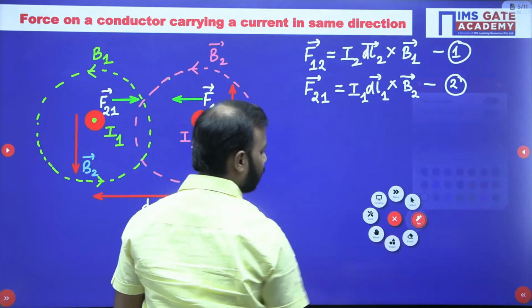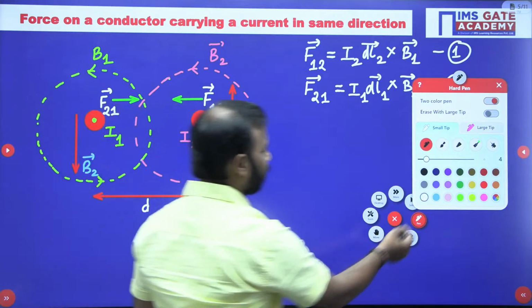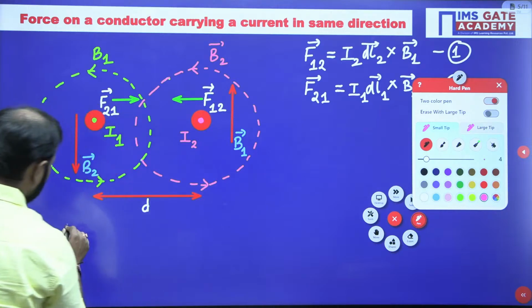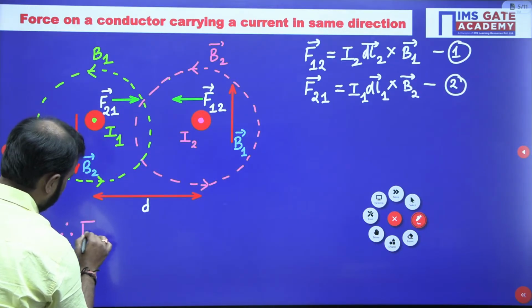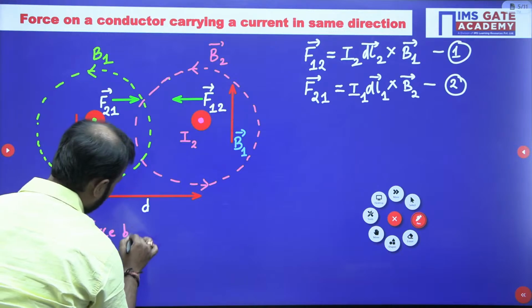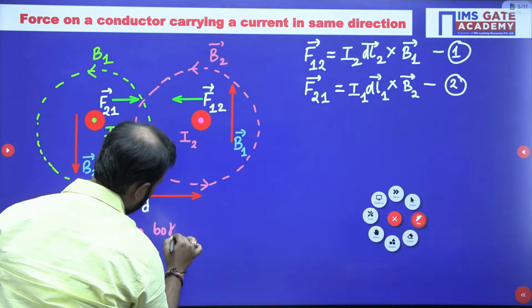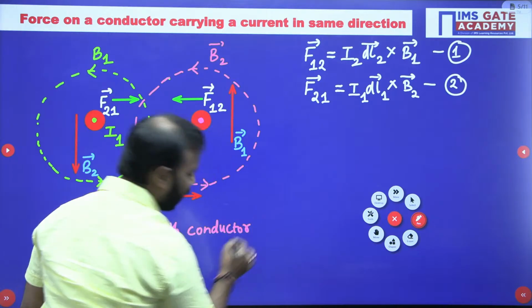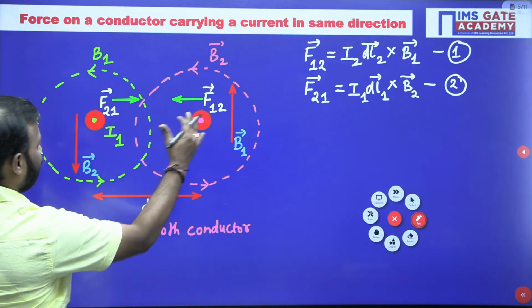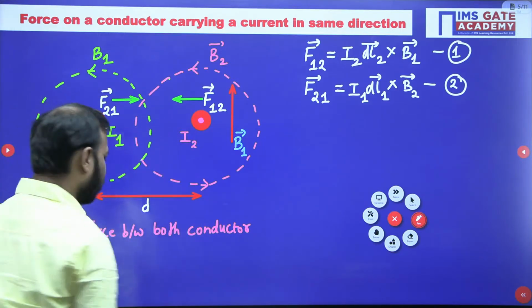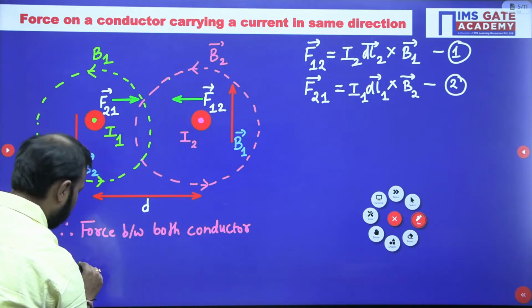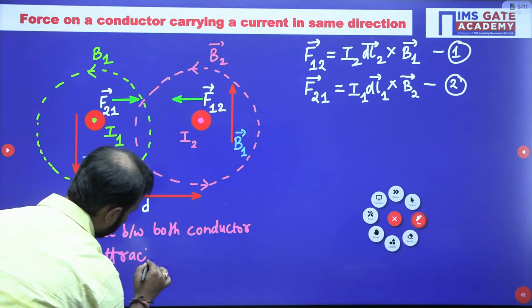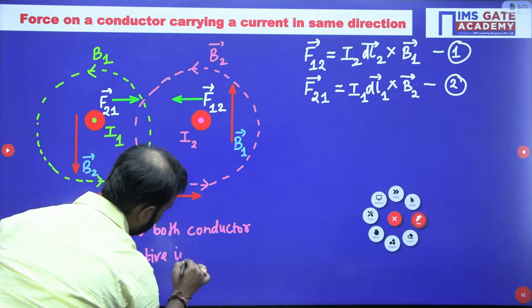So, therefore, I can say that the force between both the conductors is attractive or repulsive. See, the force is towards each other, na? It means that the force between both the conductors is attractive in nature.